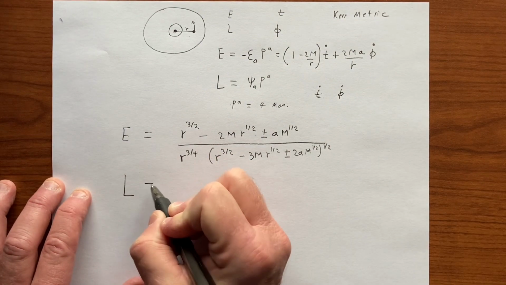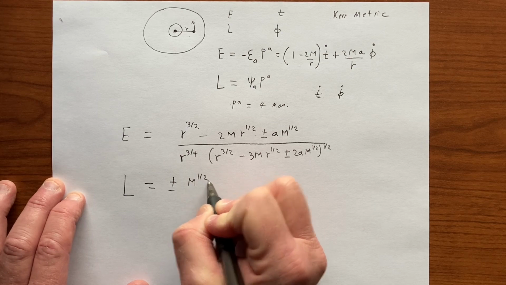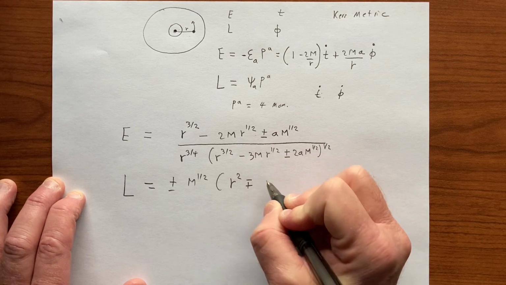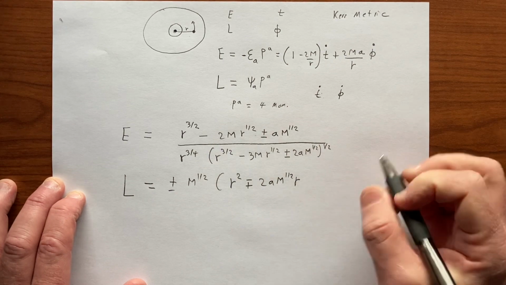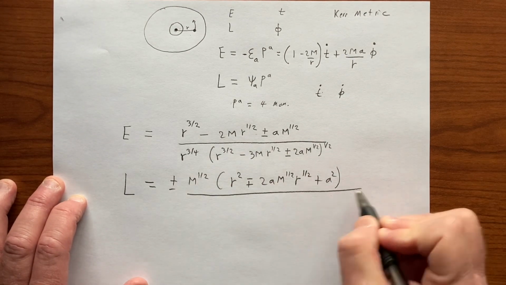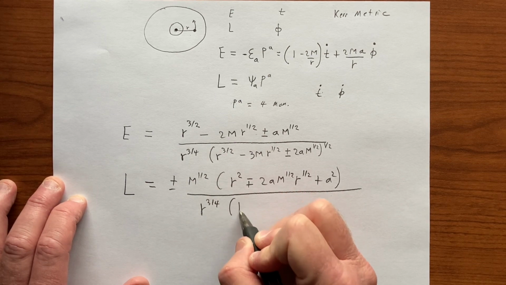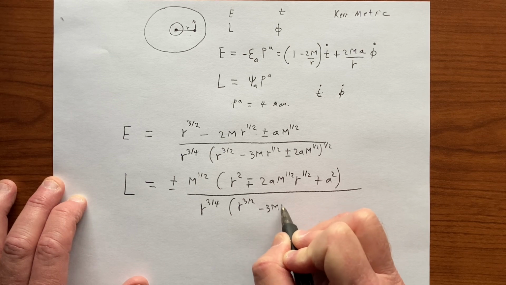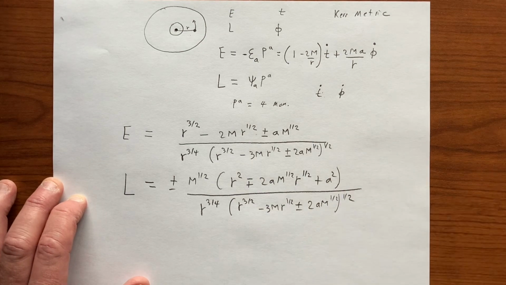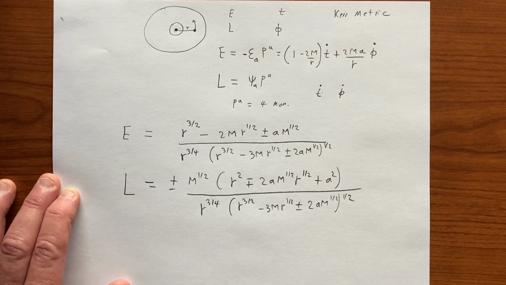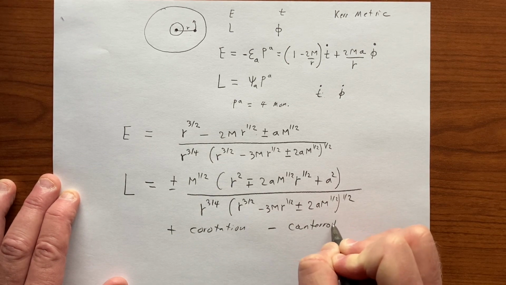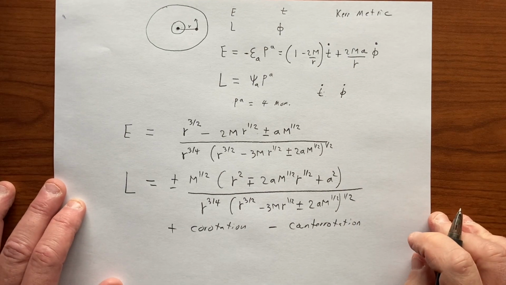And then we could do the same thing for the angular momentum. And here we have plus minus m to the 1/2 times r squared. Then we have minus plus 2a m to the 1/2 r to the 1/2 plus spin squared, divided by r to the 3/4, r to the 3/2 minus 3m r to the 1/2 plus minus 2 the spin m to the 1/2, all to the 1/2. Energy and angular momentum are related to each other. So again, plus is co-rotation and minus is counter-rotation.